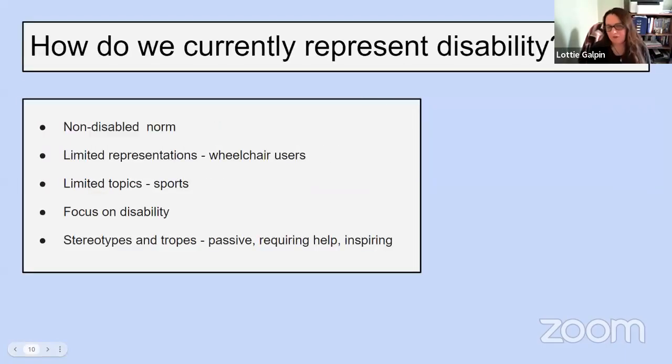So I think what we currently do, as I've mentioned, we have this non-disabled norm. We have limited representations of disability, so we go for wheelchair users as default. So if we think back to that earlier slide where we have these many different types of impairments, representing wheelchair users only is not doing the job. It's not representing disability naturally and authentically with all its diversity.